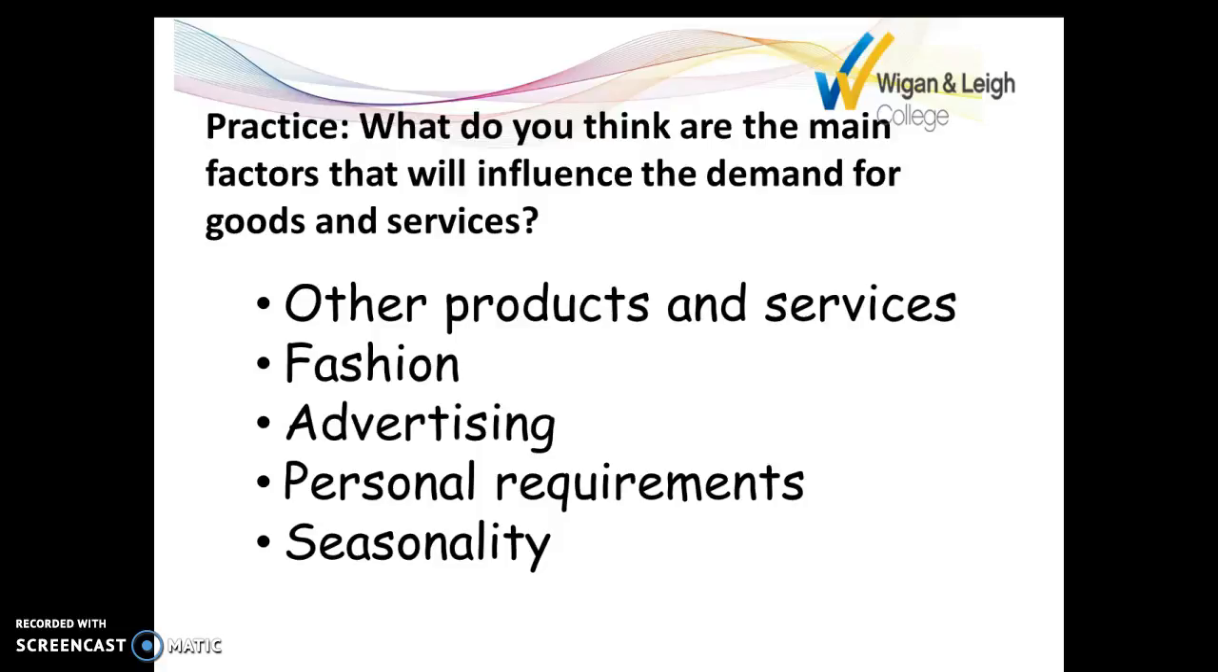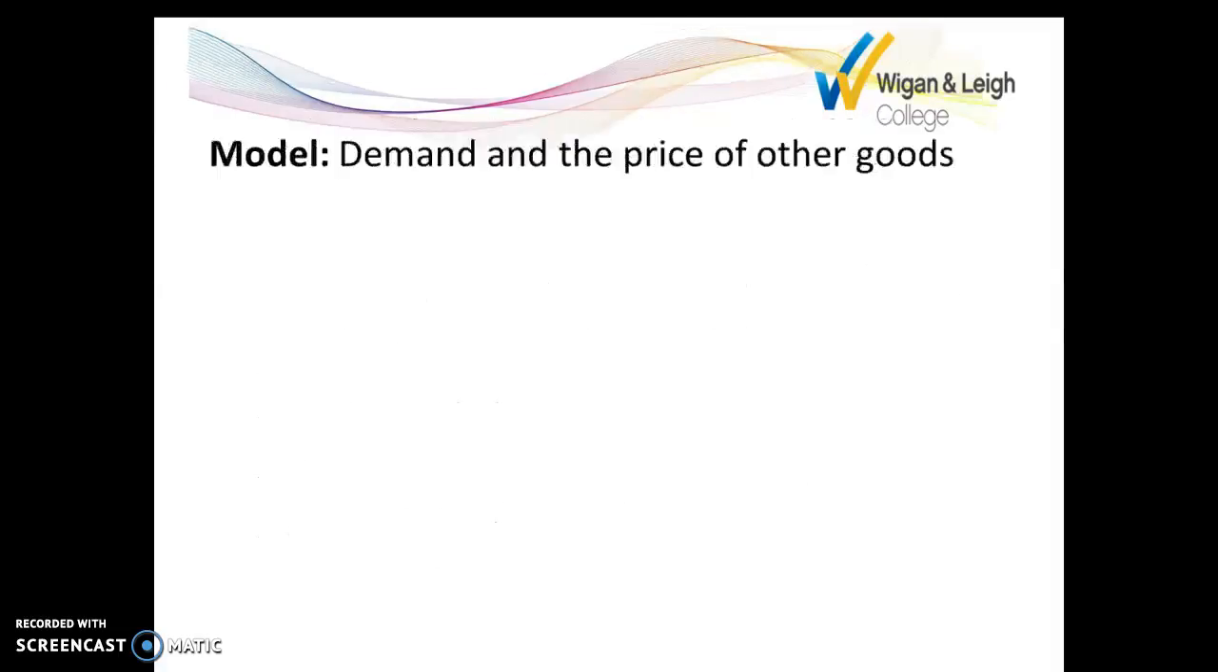So demand for products changes at different times of the year, particularly things like ice creams and umbrellas. We see demand for these products changing based on the time of year. Obviously that's a very basic view of seasonality, but there are lots of other things which affect it as well.